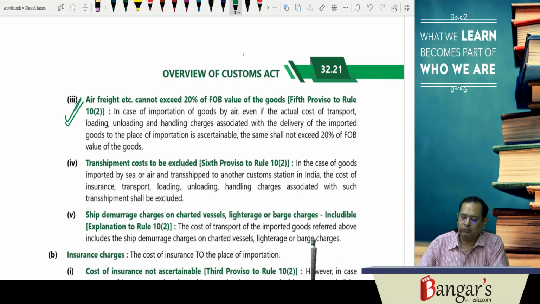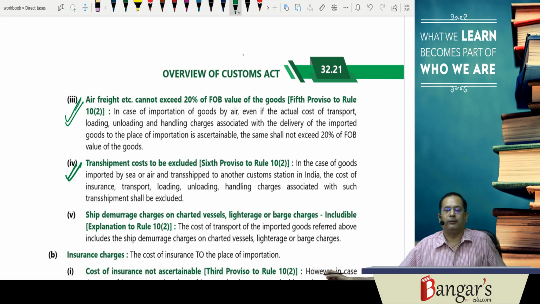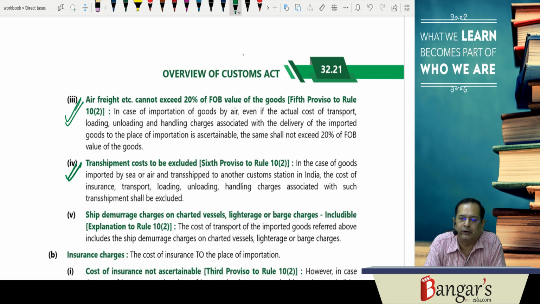Then the cost of, in case say of the goods which are imported by sea or air and they are transshipped to another customs station in India, the cost of insurance, transport, loading, unloading and handling charges associated with the transshipment, the same is to be excluded. So transshipment costs are to be excluded.